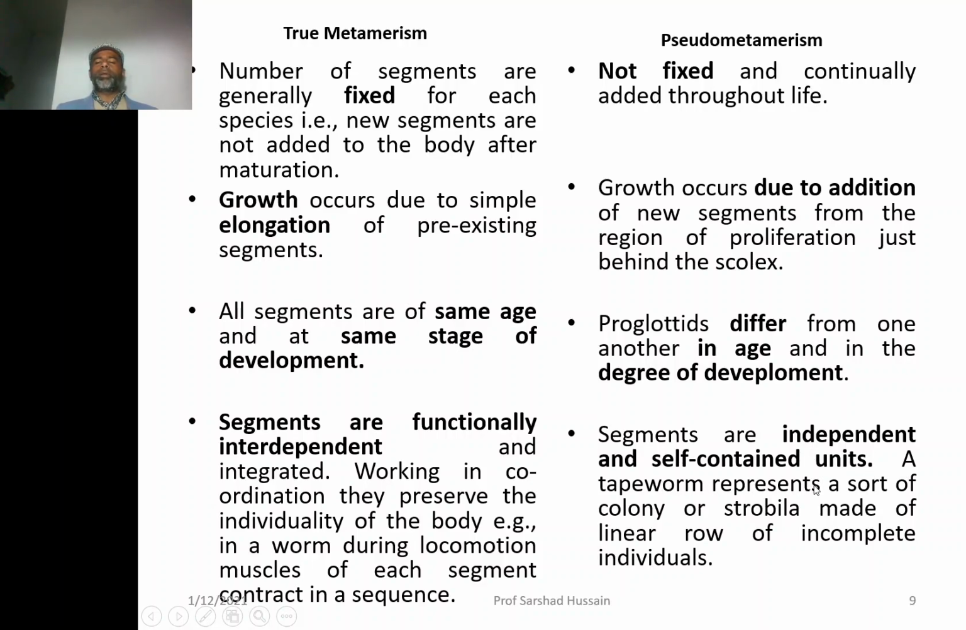A tapeworm represents a sort of colony, a strobila made of linear rows of incomplete individuals. So incomplete individuals are represented by each segment, which are just attached with one another. So you can see it's basically a colony type of feature.